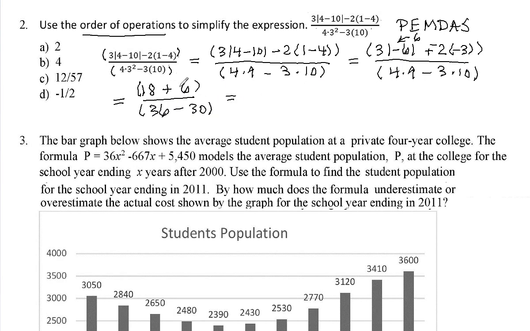And now, still working inside parentheses, only one operation left, addition. So 18 plus 6, 24. And inside parentheses on the bottom, 36 minus 30 is 6. And 24 divided by 6 is 4. And that's answer B. Now, if you have a calculator that does order of operations, as long as you insert these parentheses here, it should simplify that in the right order. Of course, your calculator might not do absolute value. So that could be an issue.